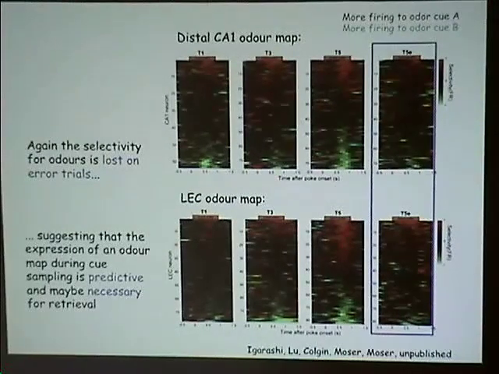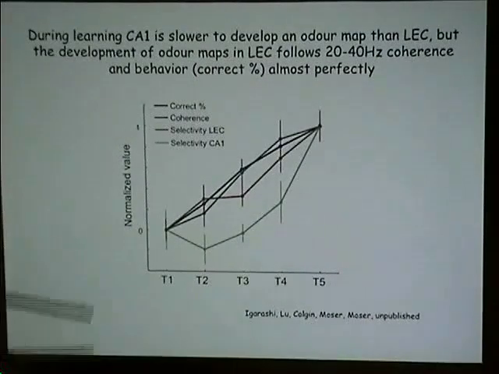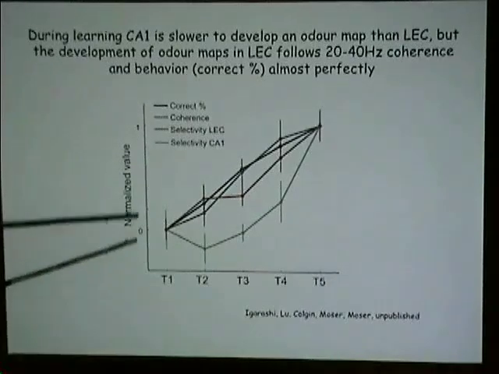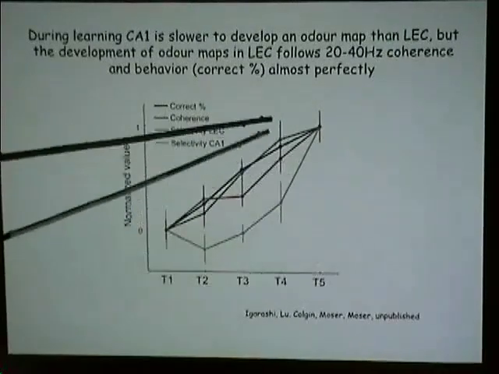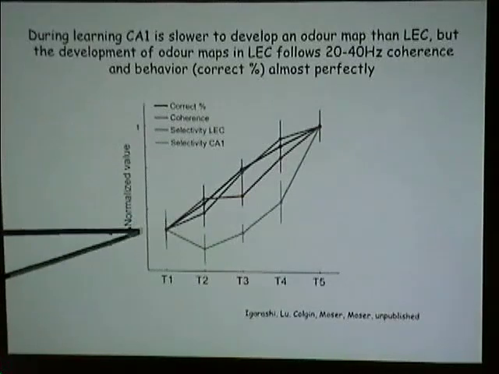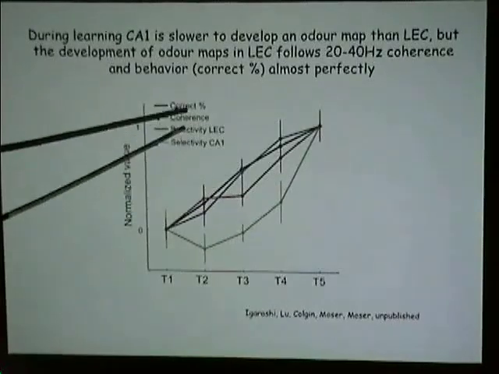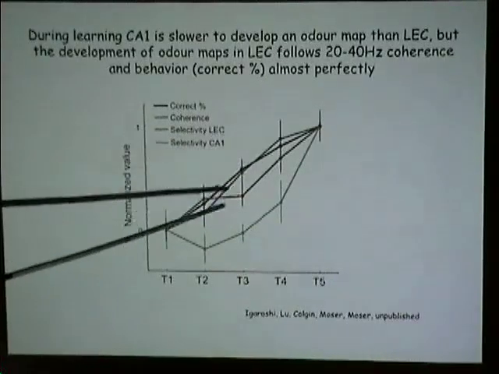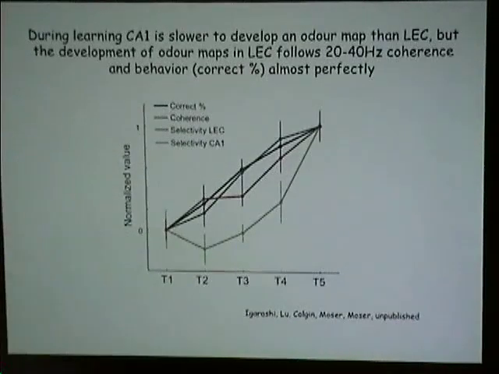Good. All right. So then how do these variables develop relative to each other? If you compare T1 to T5 and normalize all of them to set performance at T5 to 1 and T1 to 0, you can then see that the behavior, which is the black line, the percent correct, the coherence, the blue line, and red, the selectivity of the LEC cells, develop very much in parallel. CA1, surprisingly, comes later and only catches up at the end.